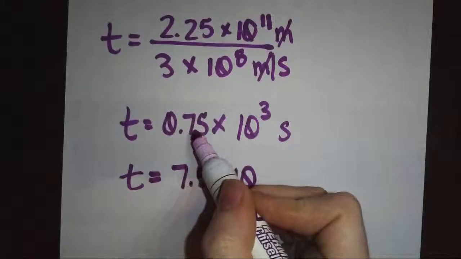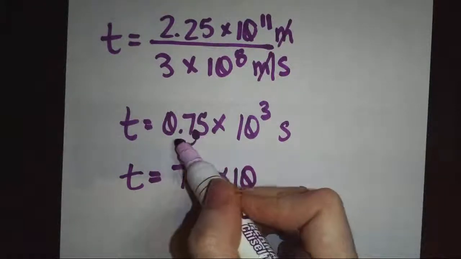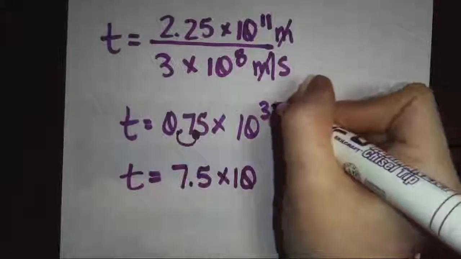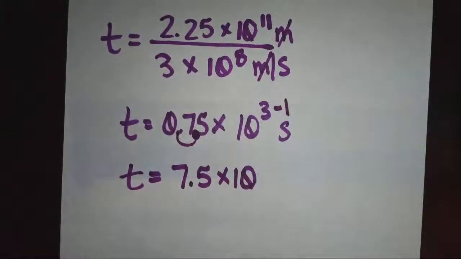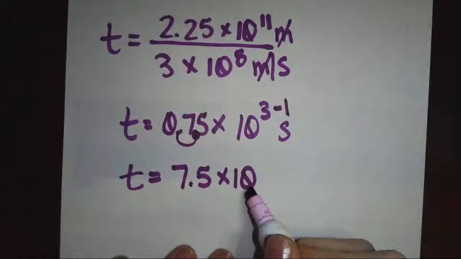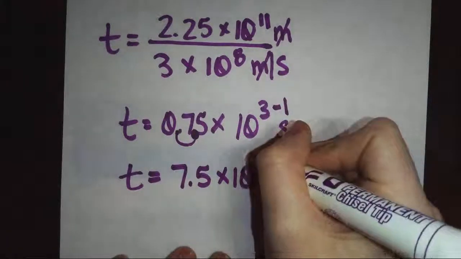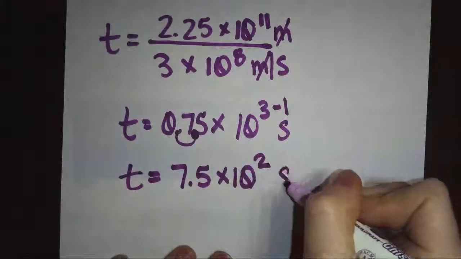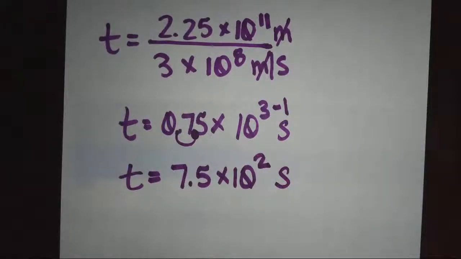Now, in order to get this decimal point back to where I started, I have to move it 1 to the left, so I also have to subtract 1 from the exponent. So the new exponent on my 10 is going to be 3 minus 1, or 2. So it will take 7.5 times 10 to the second seconds for light to reach Mars from the sun.